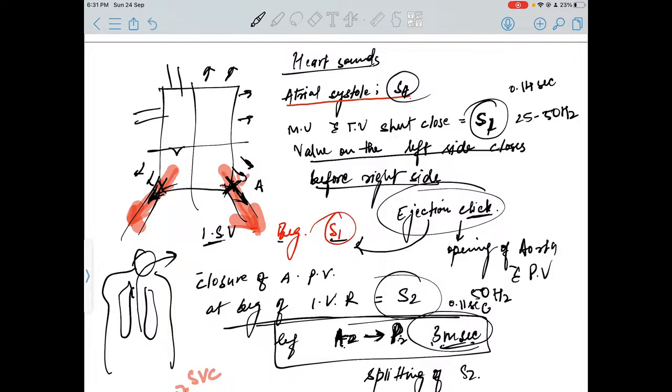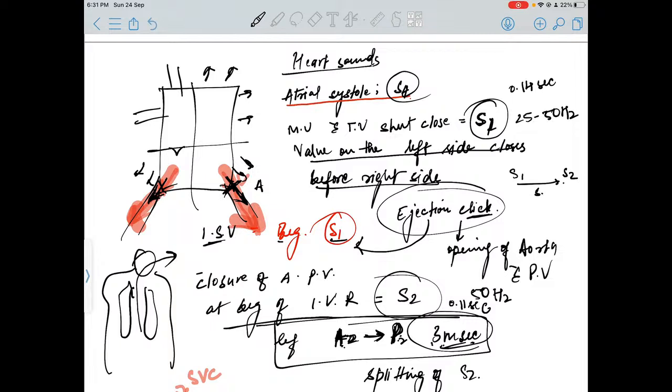Between the S1 and S2 sound, S1 is closure of this, and the heart is getting compressed. So between S1 and S2 there is systole. At S2, when the heart relaxes, the aortic and pulmonary valves close, so the blood cannot go back. So between S1 and S2, it's systole. S2 and S1, it's diastole.